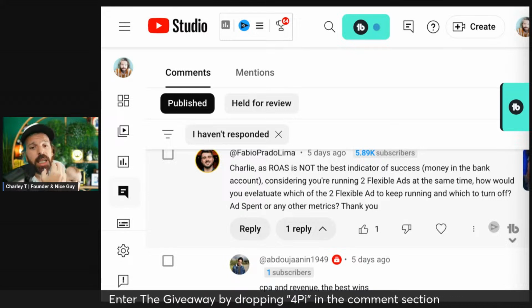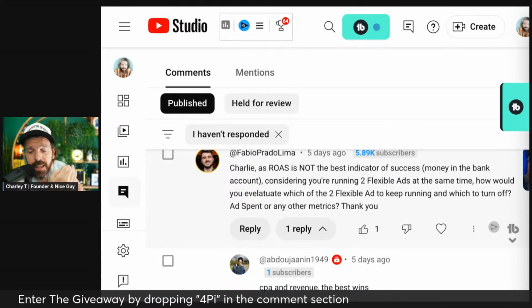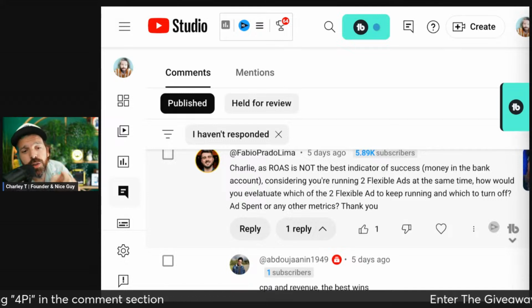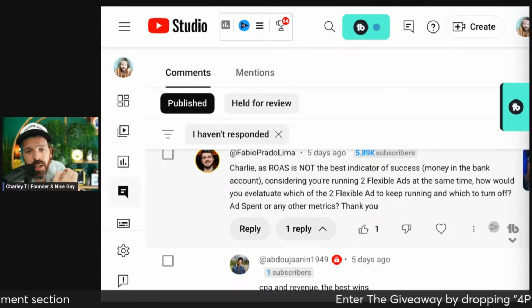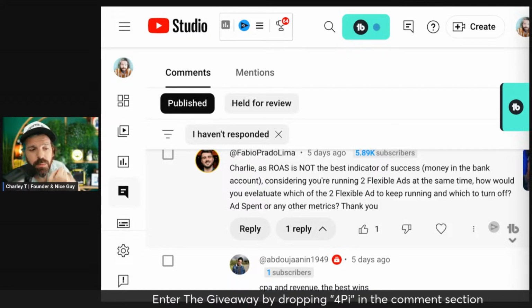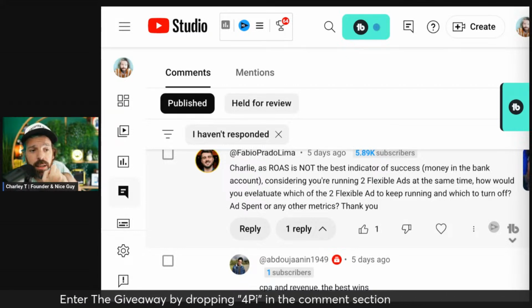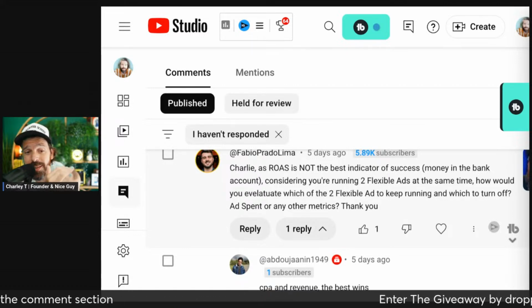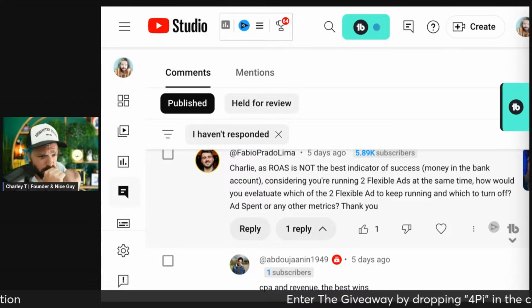But the point is, your best cannot compete with a team of good enoughs. All you're trying to do is find good enough. If you have good enough to spend more, you've already solved the problem. Now, when it says, how can we evaluate these flexible ads to keep them running, which one to turn off? Well, that's 4PI analysis, and we're about to dive into that here in just a minute.